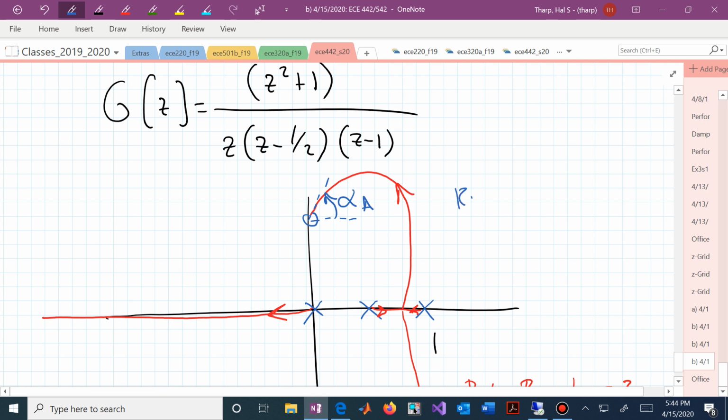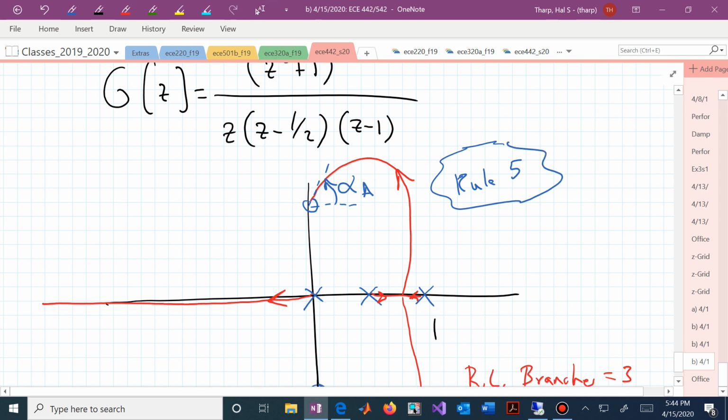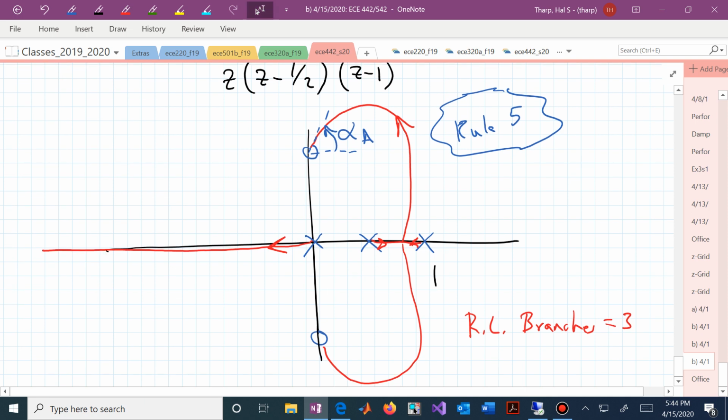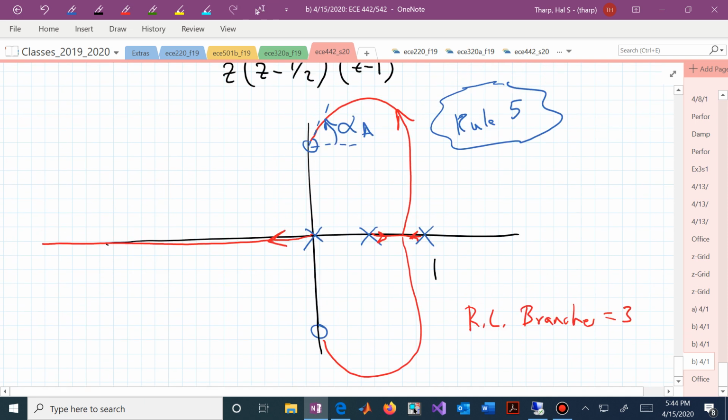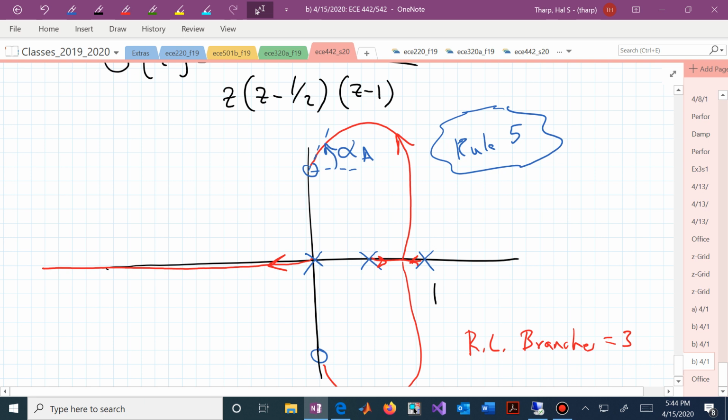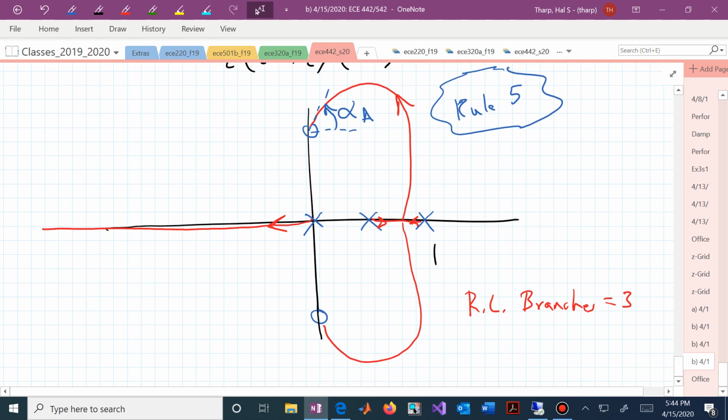So that also is going to be a rule number 5, the root locus rule number 5 will allow us to calculate or determine that alpha sub a. Again, we had 3 branches. 1 goes off to infinity. 2 actually terminate at those finite zeros.